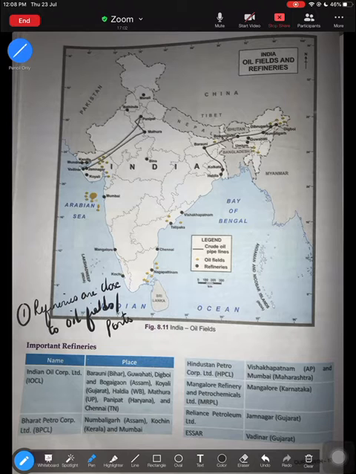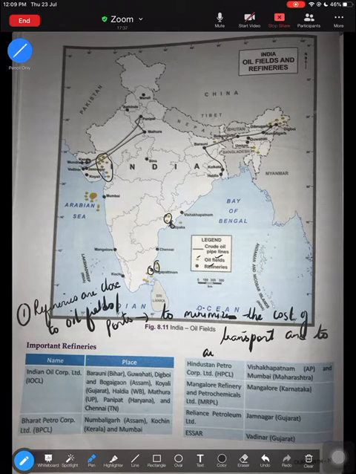If you look here, these are your oil fields and your refineries are very close. This color is an oil field and refinery. You see oil fields and refineries are always close to each other, or most probably close to water bodies or ports. The reason is to minimize the cost of transport and also to avoid the risk of transporting it. So this is the reason why you always see oil fields and oil refineries close to each other: to minimize the cost of transport.